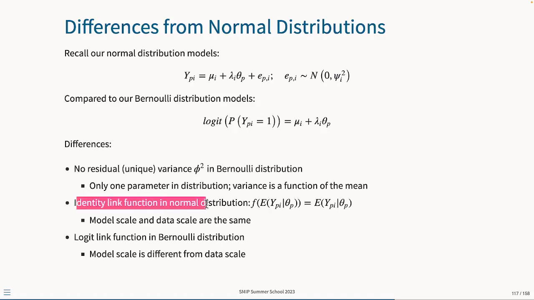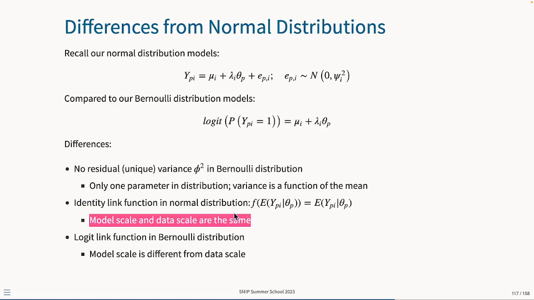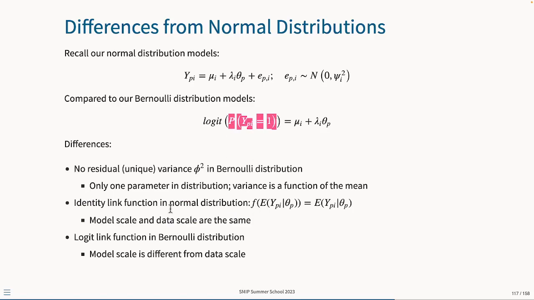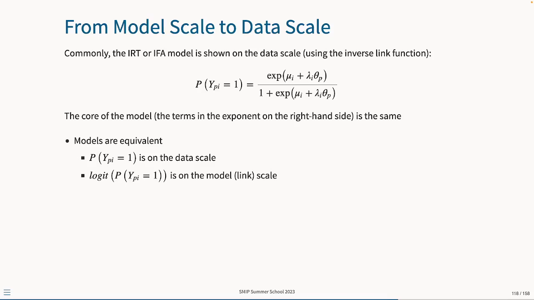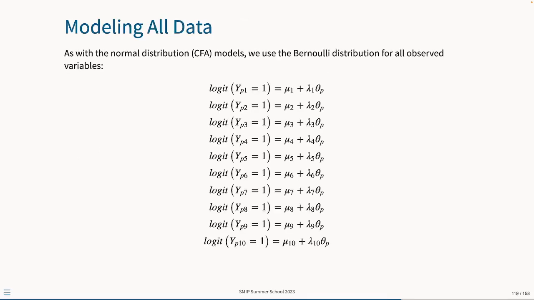The identity link function, I mentioned that earlier, is used in the normal distribution. I won't go too much into this, but basically there is one feature of the normal distribution that means the model scale and the data scale are the same. Maybe I'll just leave that right now. It's a little bit too much. We use a different link function. So commonly we see IRT models phrased with the inverse link function, just like this. And if we have 10 items, like in our example, it's a 10-item simultaneous logistic regression model that we're trying to estimate. It's just we did not observe theta.